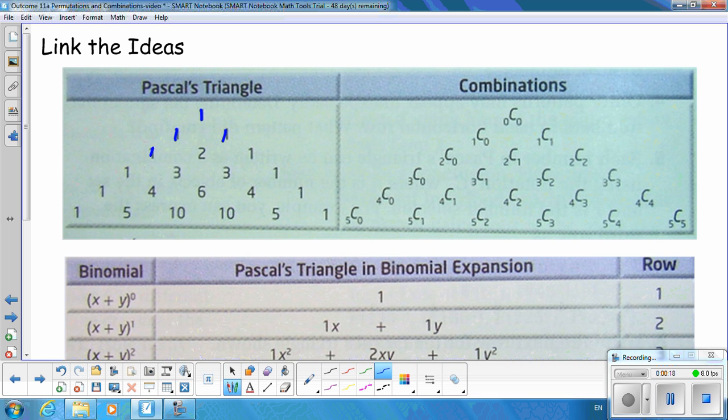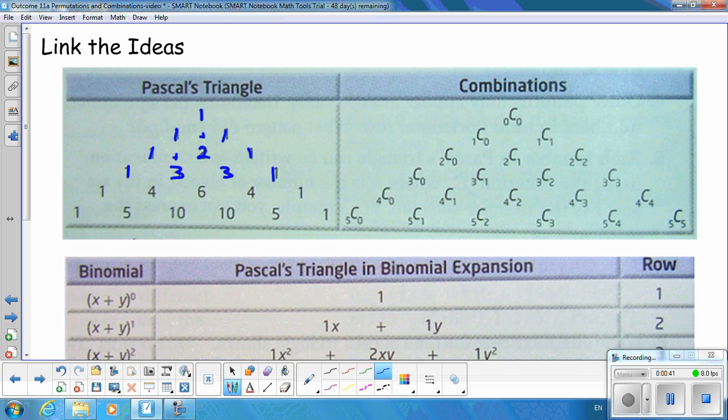So row 3 starts with a 1. The middle term becomes 1 plus 1 is 2 and ends with a 1. The fourth row starts with a 1. The next term is 1 plus 2 gives us 3. 2 plus 1 gives us 3, and the row ends with a 1. And we can continue that pattern down.